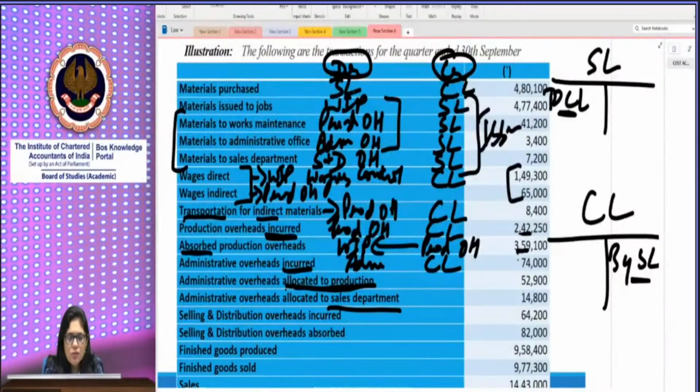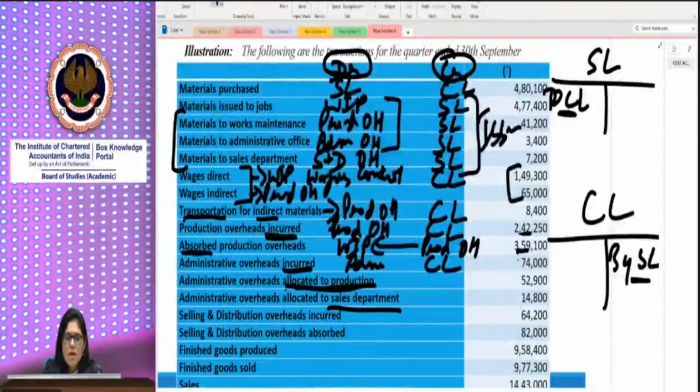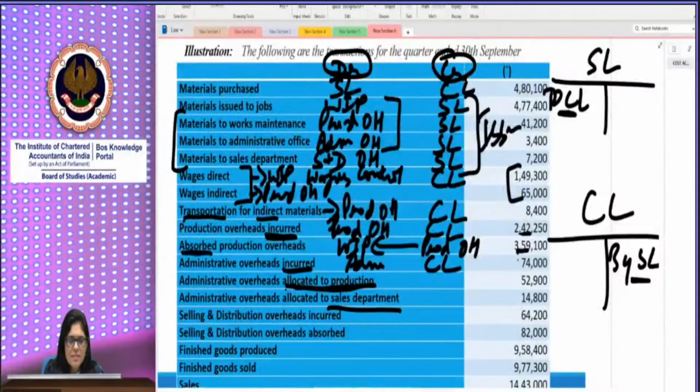So allocated to production: administrative overheads should go to the WIP. If it is calling them production, it should go to WIP. We'll just check here if it has to go to WIP. And administrative overheads are also allocated to sales, so it will go to cost of sales also. So to production and to sales, it should go to WIP and to cost of sales. We'll just cross check also.